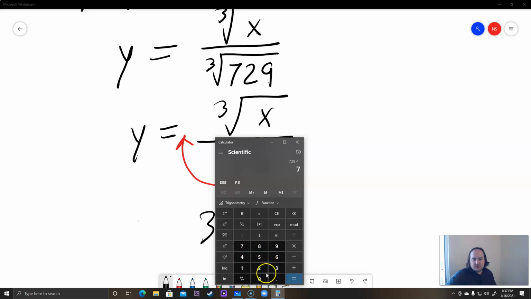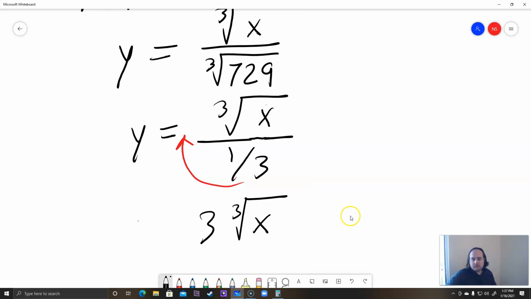So for example, you could do 729 divided by 3. Oops, wrong button. 729 divided by 3. And that's 243. And then you could go like that, and then simplify the radical that way. But I just took the cube root and it gave me 1/3. So I just went ahead and wrote that as 1/3.